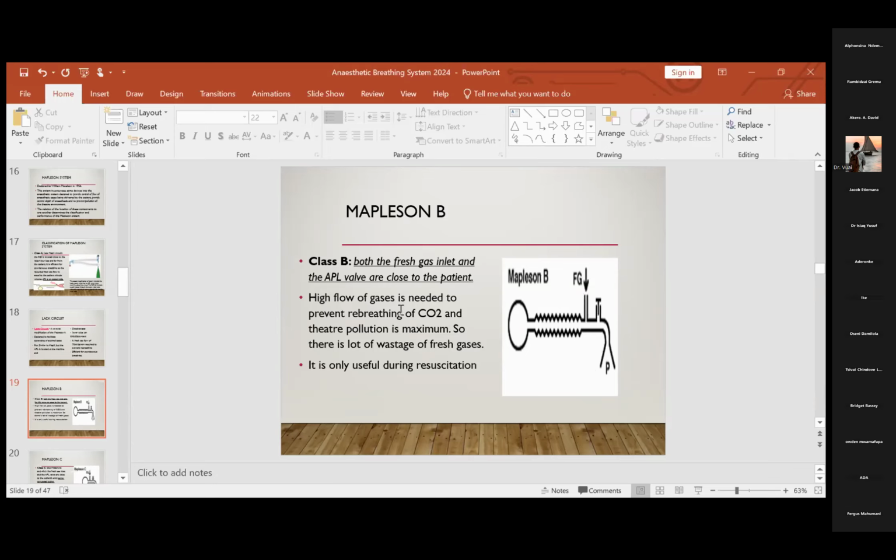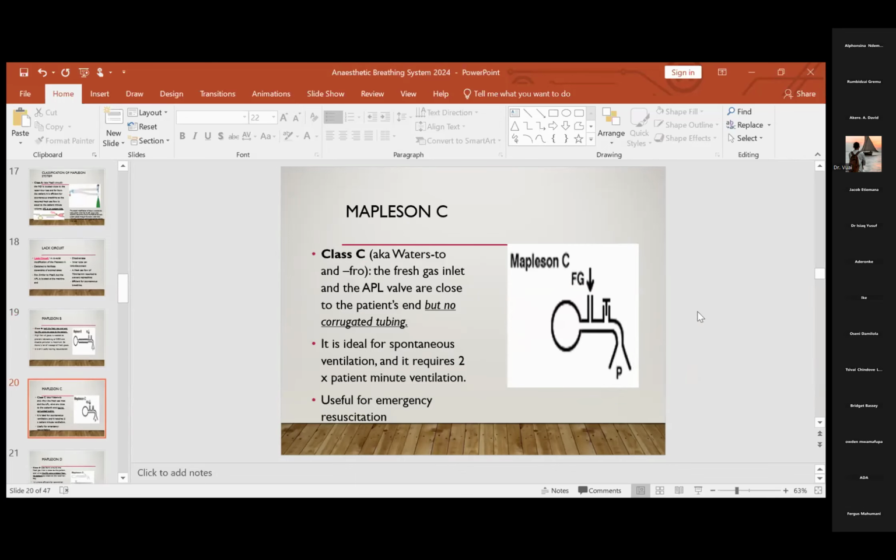Okay, high flow of gases is needed to prevent rebreathing, just like the LAC system, and it's no longer used in modern day anesthesia except during emergencies and for resuscitation. But note, like I mentioned, class B, both the fresh gas inlet and the APL valve are close to the patient.